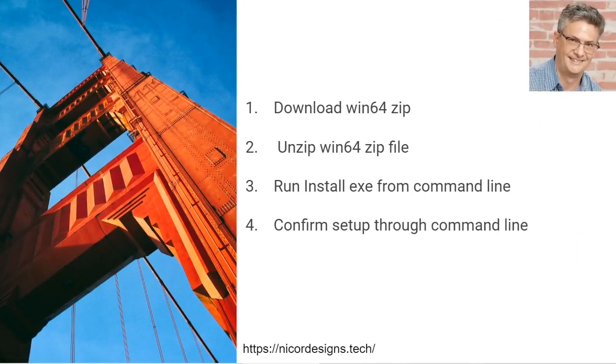This is an overview of the steps that we will take to download and install the MariaDB database. First, we will download the Windows 64 zip file for Windows 10, and we will unzip it in our C drive. From there, we will run the install executable inside a command prompt, and then we will open up another command prompt to confirm that we have set up the database correctly.